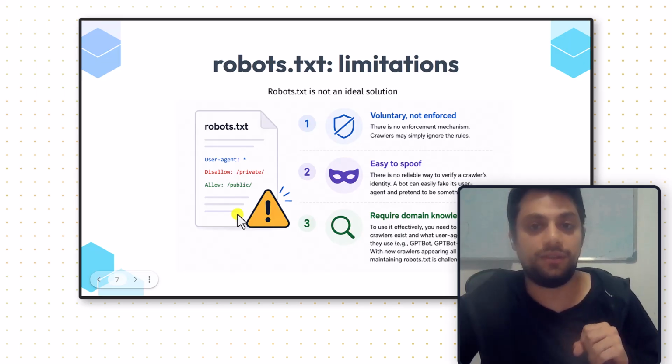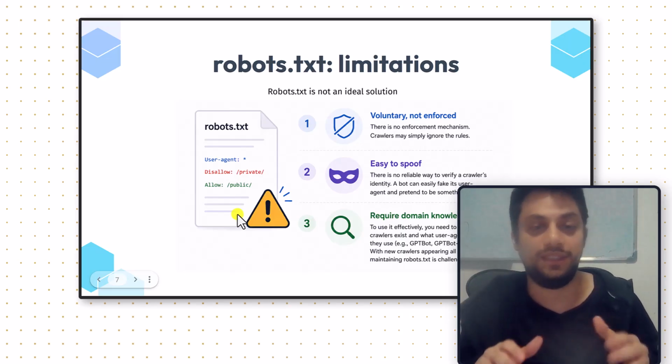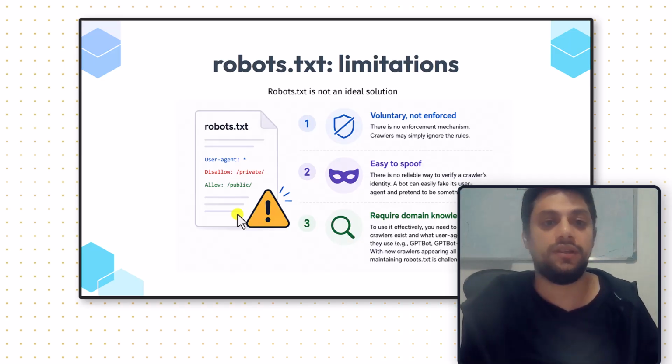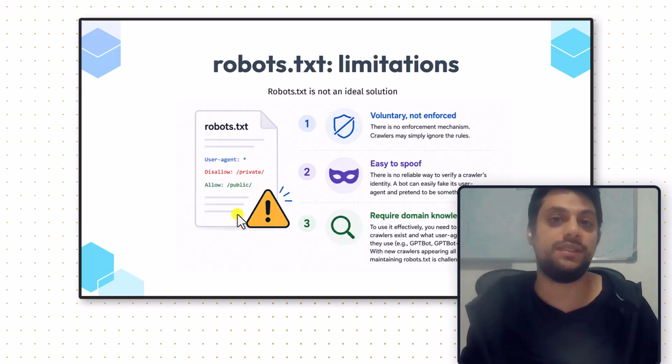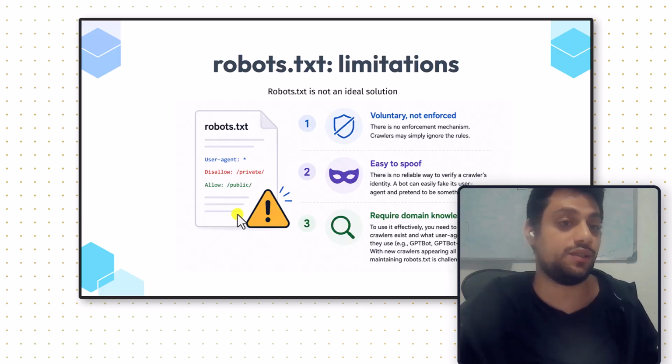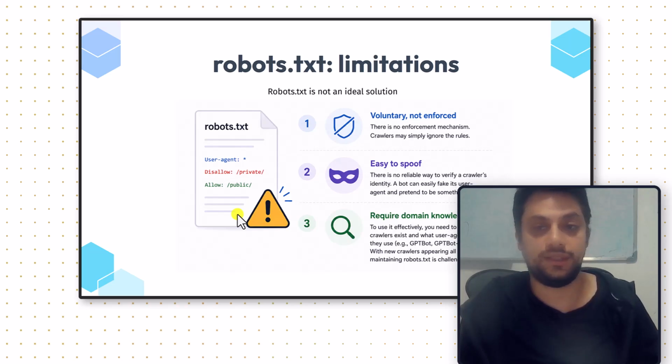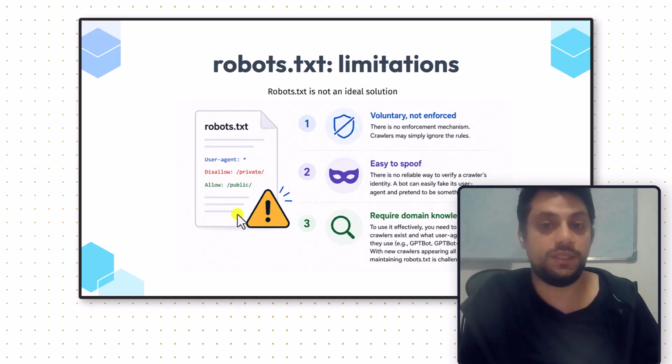Okay, so this slide explains the limitations of Robots.txt. Robots.txt is not an ideal solution. It's not a catch-all solution. And here I listed the three limitations. The first two we already covered. One is that Robots.txt is voluntary, not enforced, and the crawler can decide not to obey the rules.